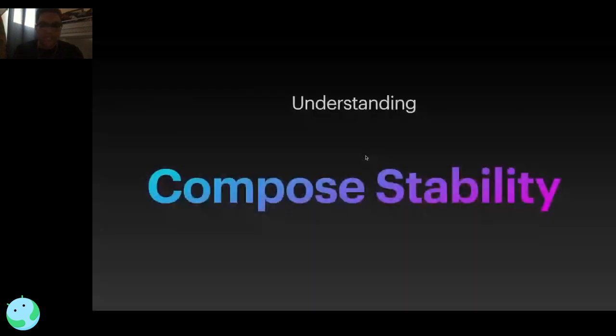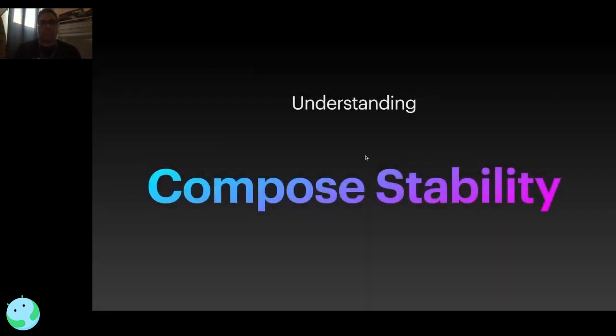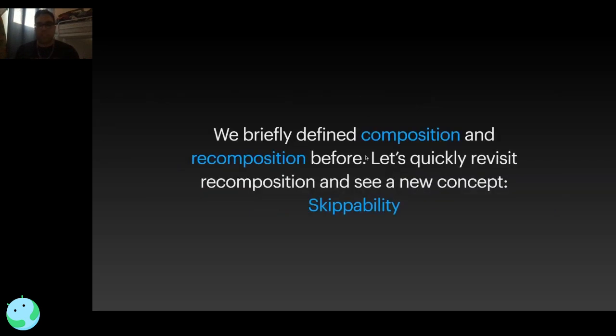Now, let's understand compose stability. I saw one of the last questions of the last talk being related to this, so maybe I will answer the question on that matter. We briefly defined composition and recomposition before. So let's quickly revisit recomposition and see a new concept called skippability.